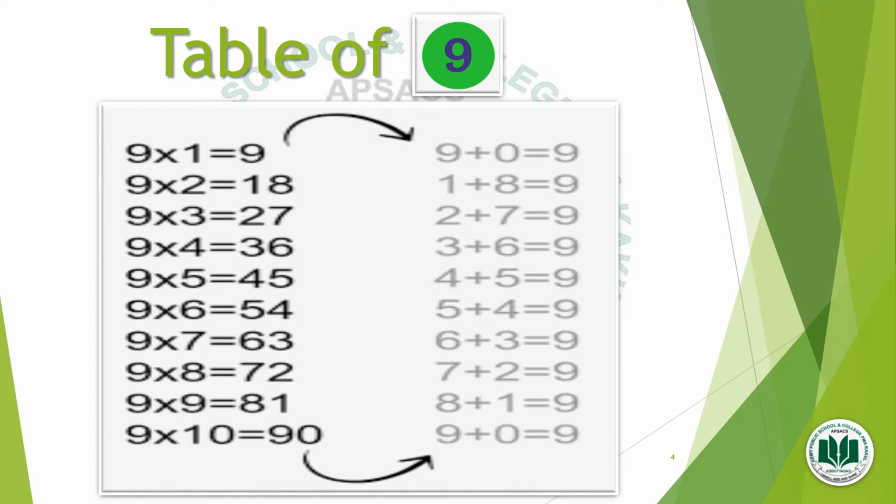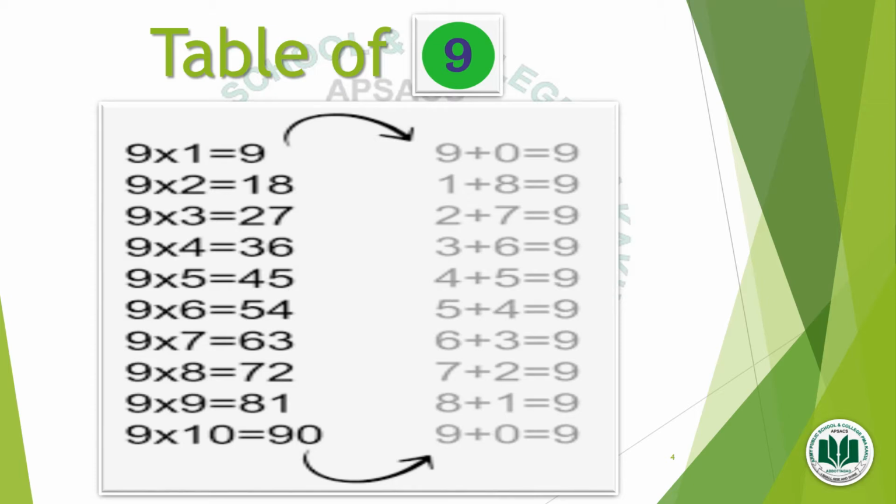Again 9 2s are 18. 18 has two digits, that is 8 and 1. 1 plus 8 is equal to 9. 9 3s are 27. 27 also has two digits. We sum up those two digits. 2 plus 7, it's also 9. 9 4s are 36. 36 also has two digits. Then we again sum up those two digits. 3 plus 6 is again 9.